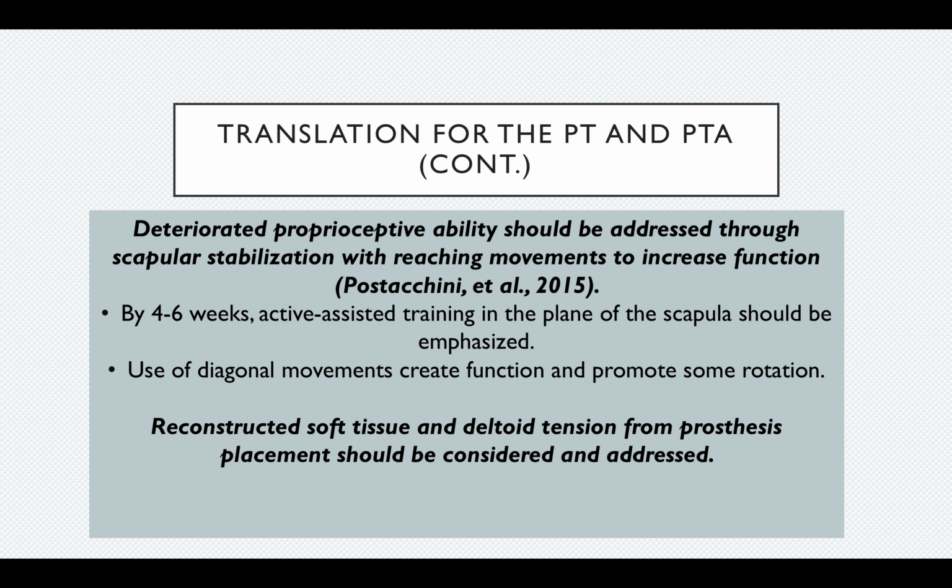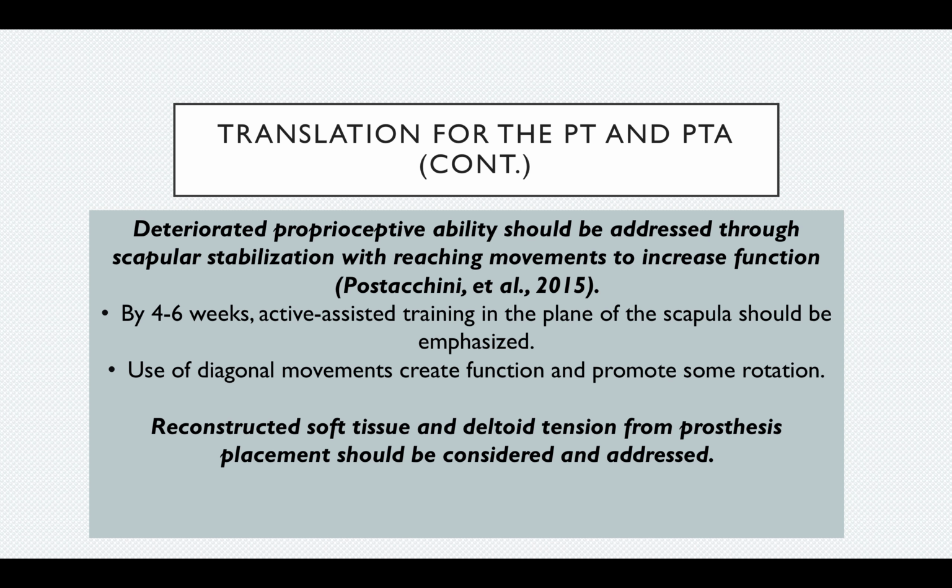We also want to pay attention to the proprioceptive abilities in the shoulder. Studies have shown that patients with both traditional and reverse implants have deteriorated proprioceptive abilities. But when scapular stabilization is appropriately addressed, reaching movements can improve to functional mobilities that are smoother, offer smoother reaching patterns, and have less compensation.